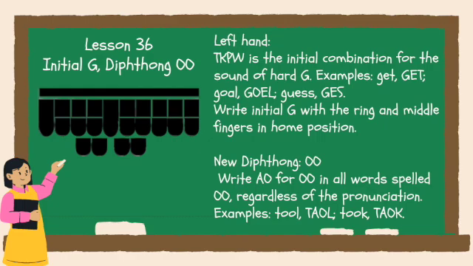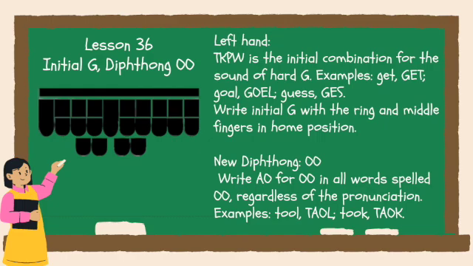Using your left hand, letter G is the combination of TKPW. So again, TKPW is the initial combination for the sound of hard G. Example, we have get, goal, guess. Okay, so we write initial G with the ring and middle fingers in home position.